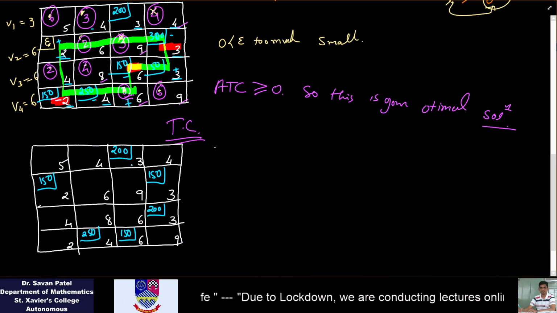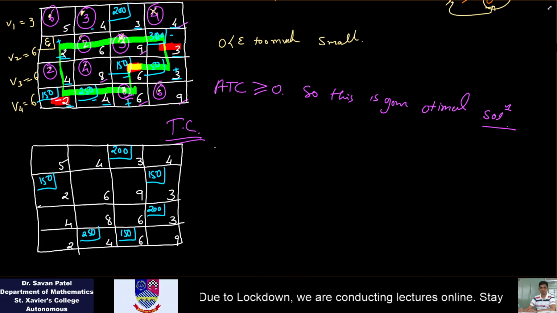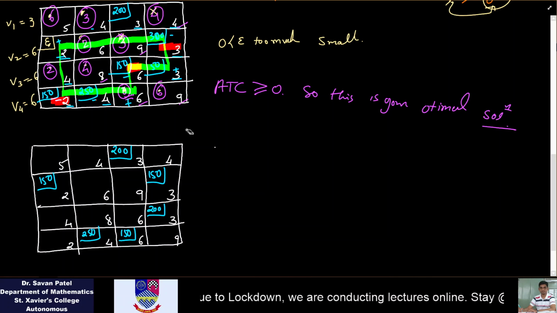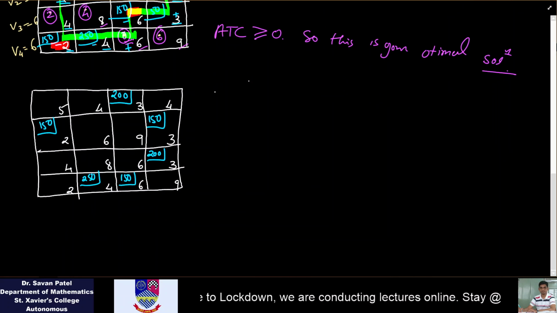Now again, we are in the same situation. 1, 2, 3, 1, 2, 3. So there are a total of 6 allocated cells. If you think about the Ui and Vj, you will not be able to find the actual Ui and Vj values by assuming only one value.